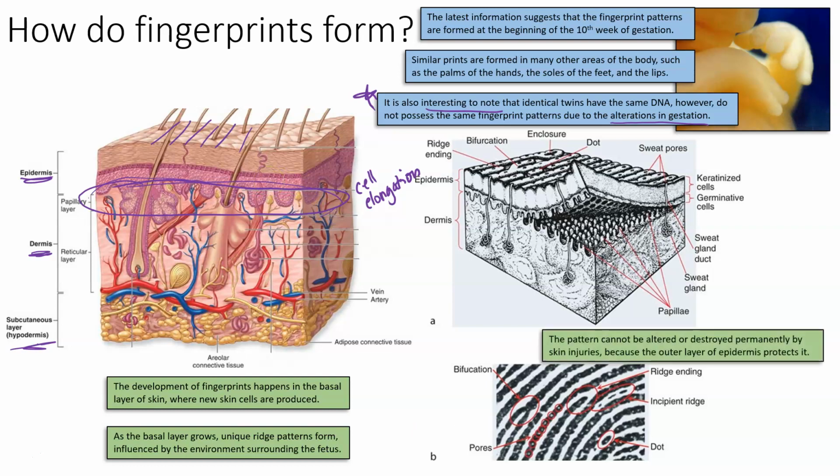Okay. The pattern cannot be altered or destroyed permanently by skin injuries because the outer layer of epidermis protects it. Again, when you burn your finger, for instance, the skin cells are just going to grow back, but you're not actually burning the underneath layer. Now, obviously, if you get third-degree burns and you burn a large portion of the skin tissue off, then you may alter the fingerprints a little bit. But for the most part, the standard injuries that happen at the skin level are not going to interact with the underneath side of your skin nearly enough to alter or mutate or permanently destroy the fingerprint pattern.